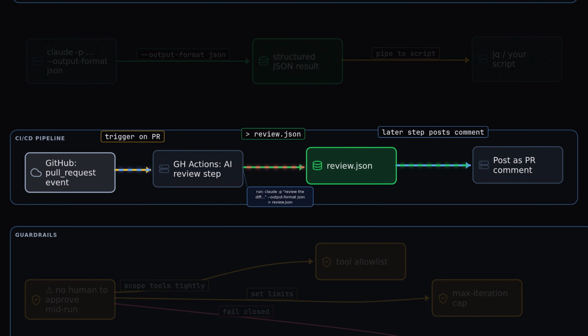Drop it into CI. On every pull request event, a step runs claude -p reviewing the diff, writes review.json, and a later step posts it as a PR comment. That is the whole pattern.